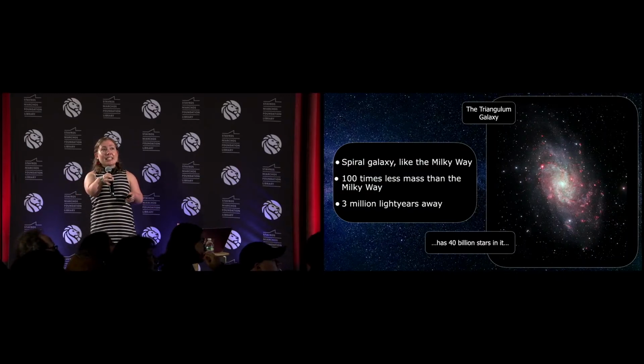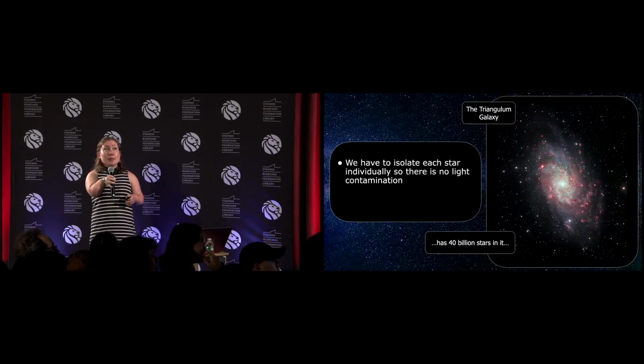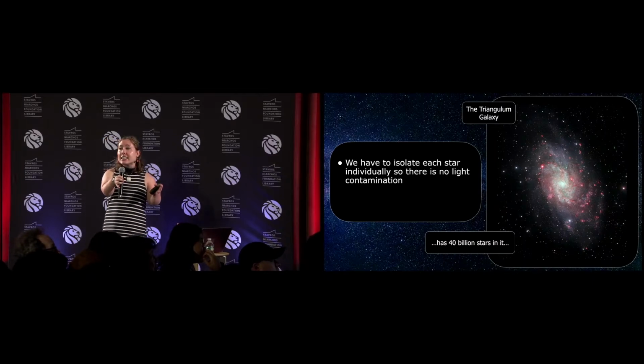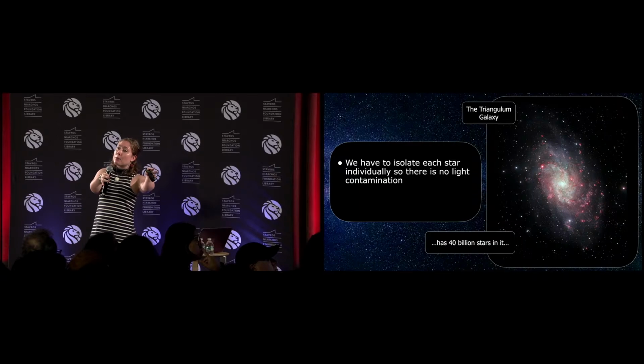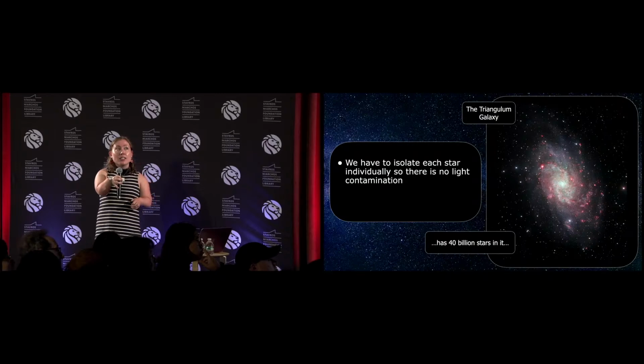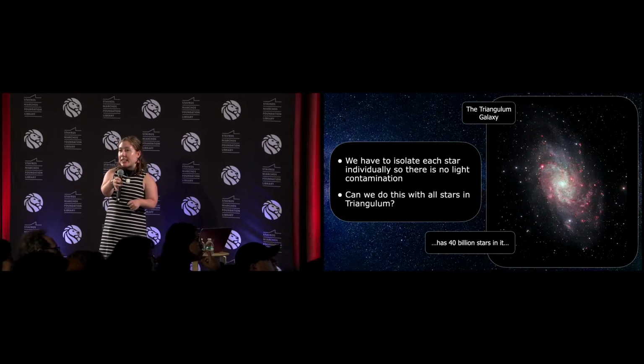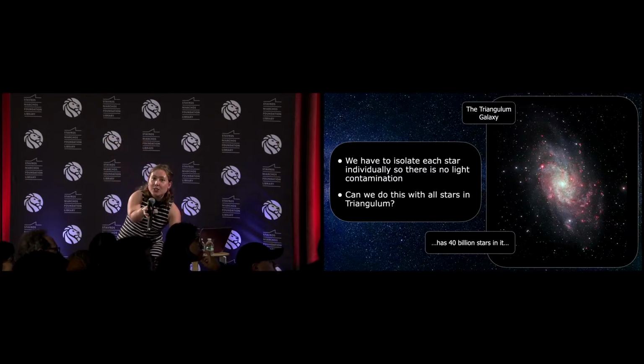But anyway, this galaxy has 40 billion stars in it. And with spectroscopy, what we have to do is isolate each star. We can't have all of the stars shining at us at once because then their light overlaps. So when we do the analysis looking at their absorption lines, we would get some from one star and some from another star. So since we have to isolate all the stars, do you all think we could do this with all of the stars in Triangulum, with 40 billion stars? Let's do raise your hands for yes, raise your hand for no.